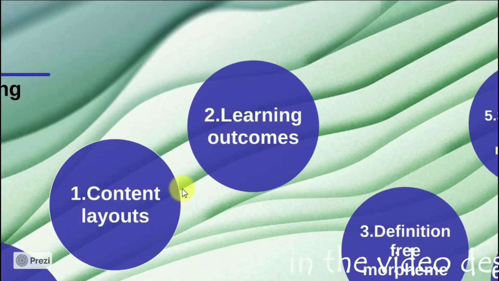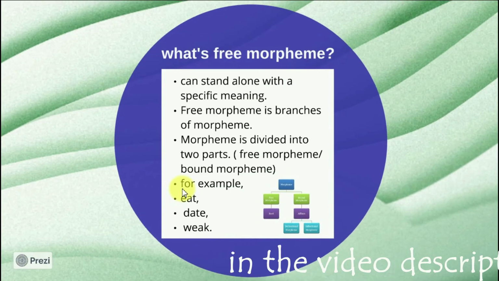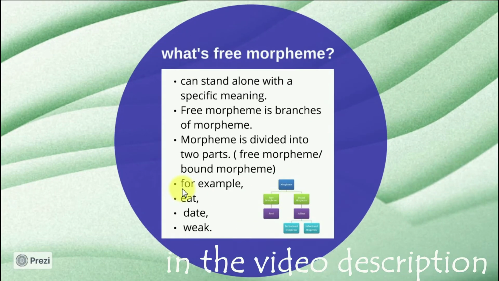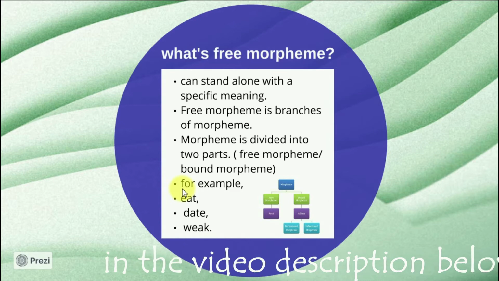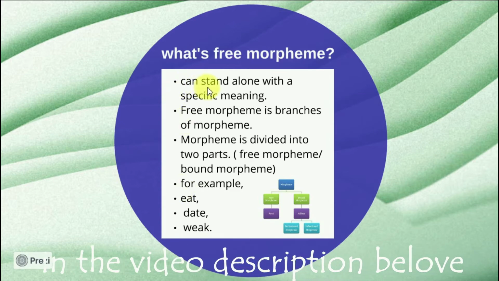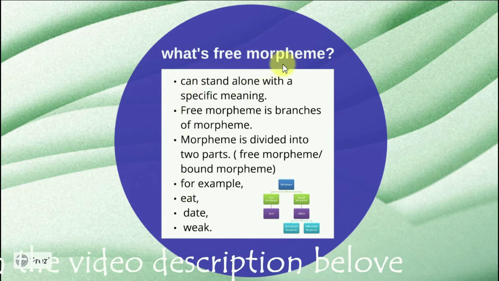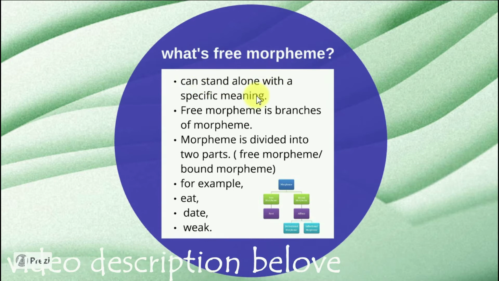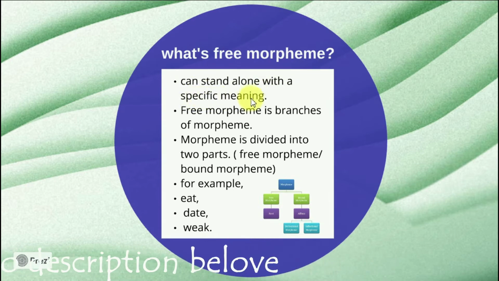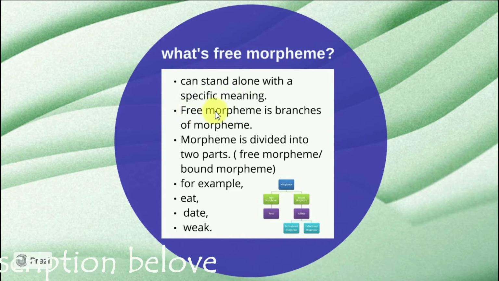Alright, so now we go to the next, number 3. What is a free morpheme? A free morpheme can stand alone with a specific meaning. A free morpheme is a branch of a morpheme. The morpheme is divided into two parts: free morpheme and bound morpheme.